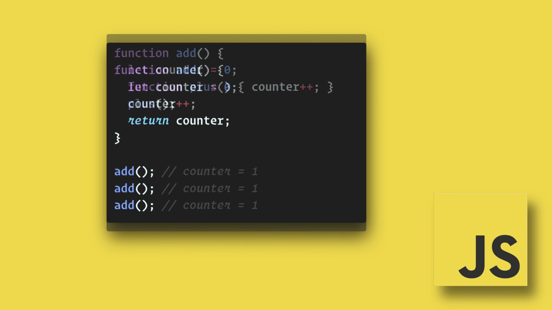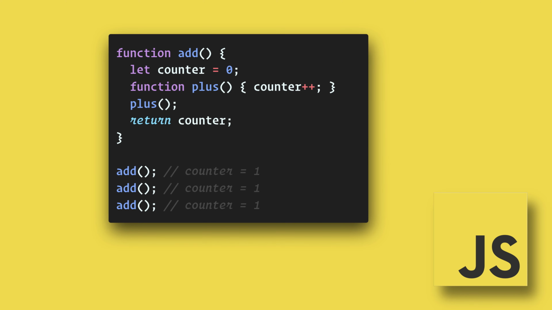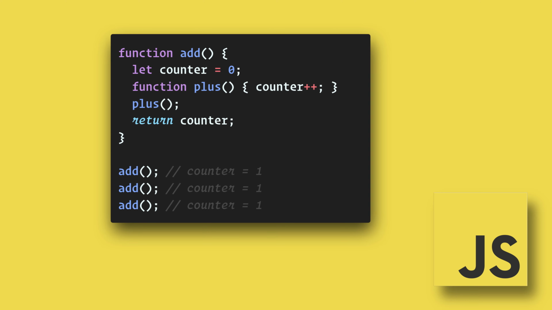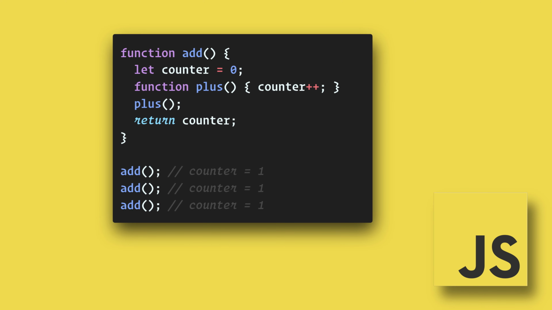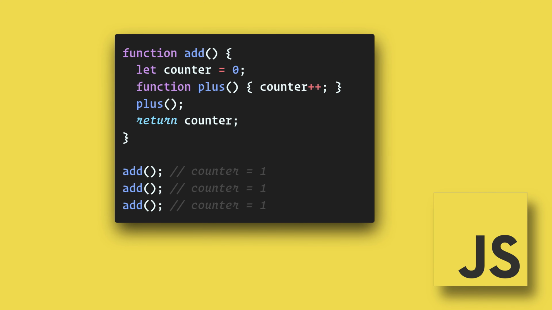When nesting functions in JavaScript, all functions have access to the scope above them because of closures. Here, the plus function has access to the counter variable in the parent function. We're almost there, but not quite yet. We can't access the plus function from outside, and we're still resetting the counter every time we call the function.